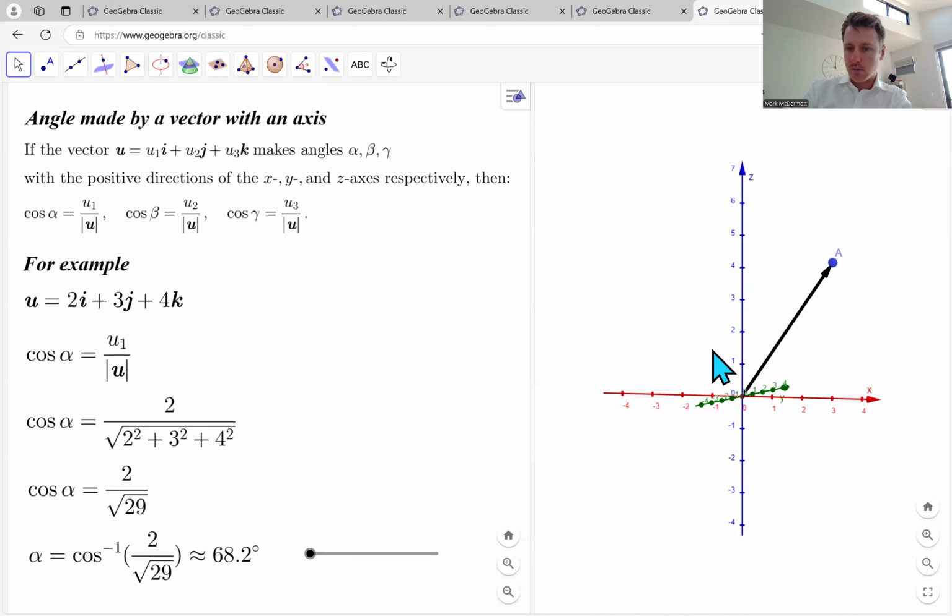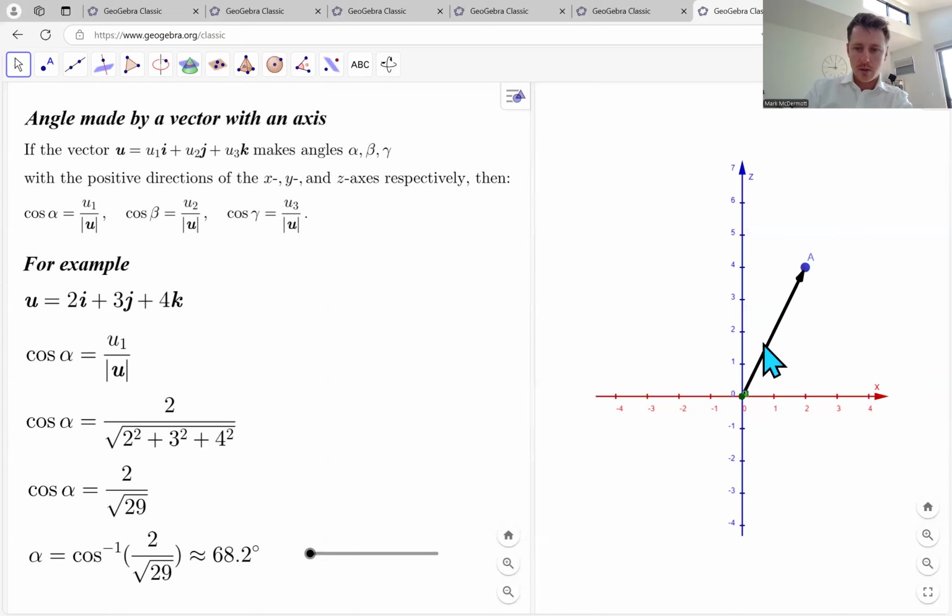So we've got some vector u that's pointing at this point here, A at the moment. And what we want to do is find the angle that that makes with the positive direction of the x-axis. So what that means is we've got this vector, and we want to know what this angle here is, the angle with the positive direction of the x-axis. And this is how we do it. It should make some intuitive sense, and I think you'll see why.